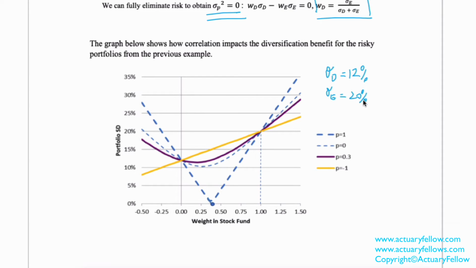At 0, when nothing is invested in the equity fund, 100% is invested in the debt fund. The portfolio standard deviation is just equal to the standard deviation of the debt fund at 12%. At 1, when 100% is invested in the equity fund, the portfolio standard deviation is the equity fund standard deviation, 20%. For perfectly positive correlation, the portfolio standard deviation is the weighted average of the component standard deviations. That's just a linear relationship and is shown by the yellow line.